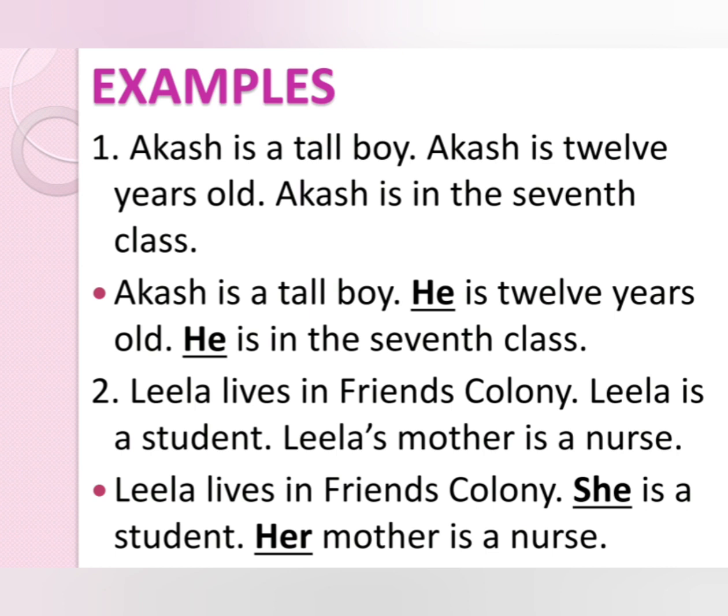Take a look at these examples. The first one. Akash is a tall boy. Akash is 12 years old. Akash is in the 7th class. Instead of repeating the name Akash, we can say: Akash is a tall boy. He is 12 years old. He is in the 7th class. Here, he is the pronoun used for Akash.